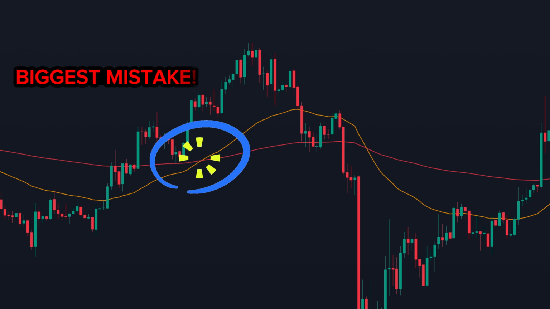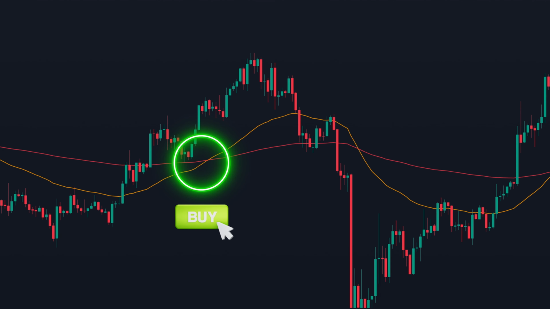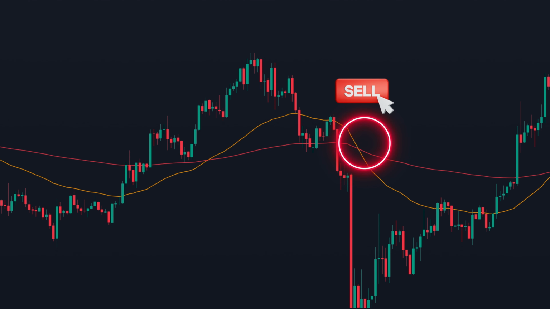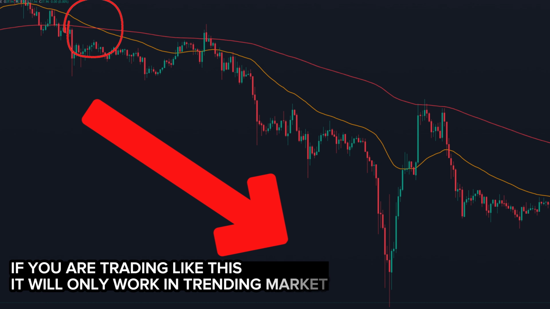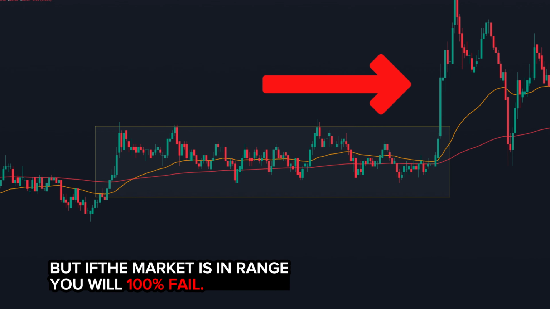Now, the biggest mistake that traders make is they take immediate entry once they see a crossover. If they see a smaller moving average cross over a bigger moving average, they take a buy position like this. If they see a smaller moving average cross under a bigger moving average, they take a sell position like this. This is the worst way of trading moving averages. If you are trading like this, it will only work in a trending market. But if the market is in range, you will 100% fail.